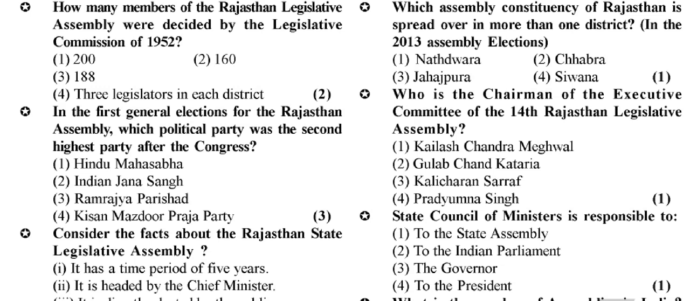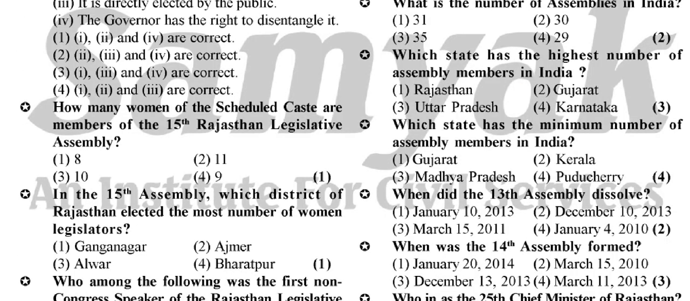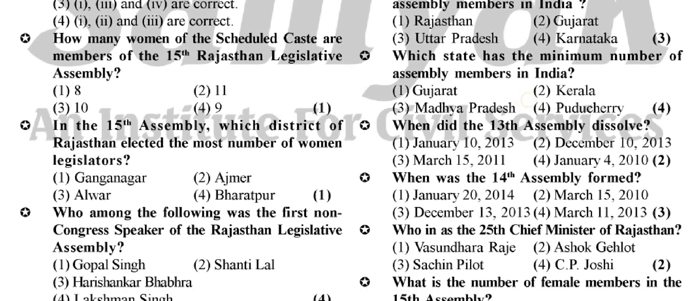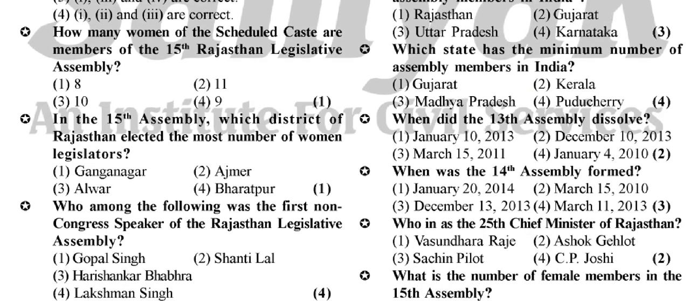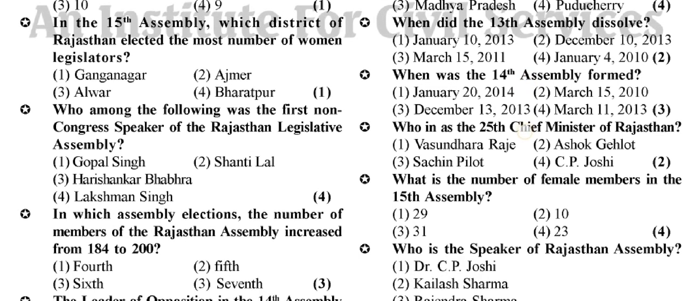In the first general election of the Rajasthan Assembly, which political party was the second highest party after the Congress? Ram Rajya Parishad. How many women of scheduled caste are members of the 15th Rajasthan Legislative Assembly? 8. In the 15th Assembly, which district of Rajasthan elected the most women legislators? Ganganagar.